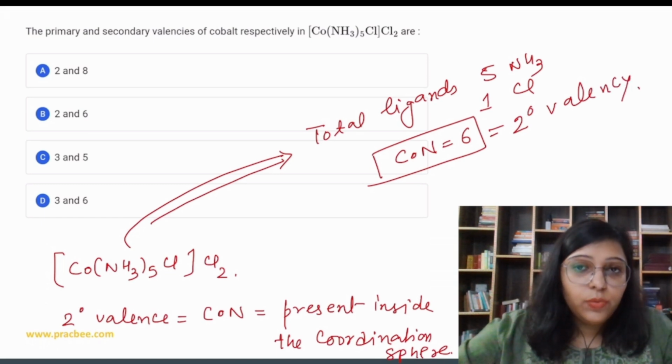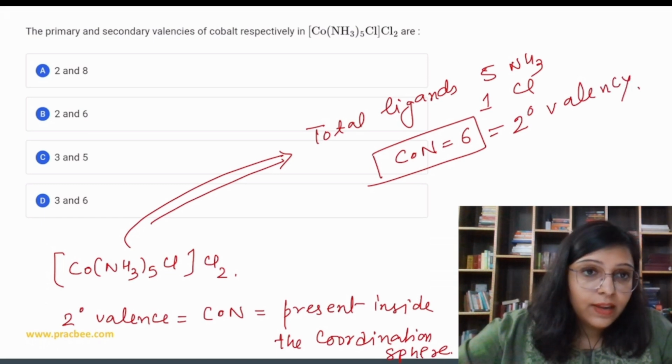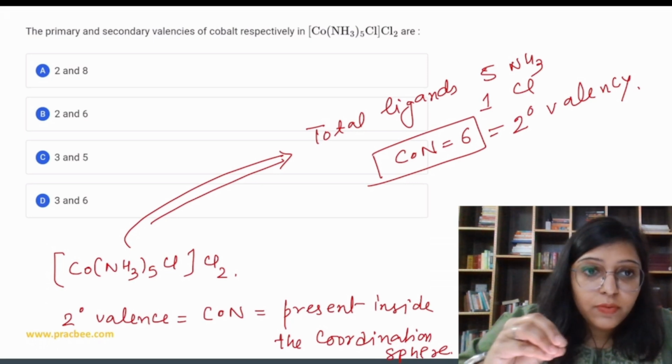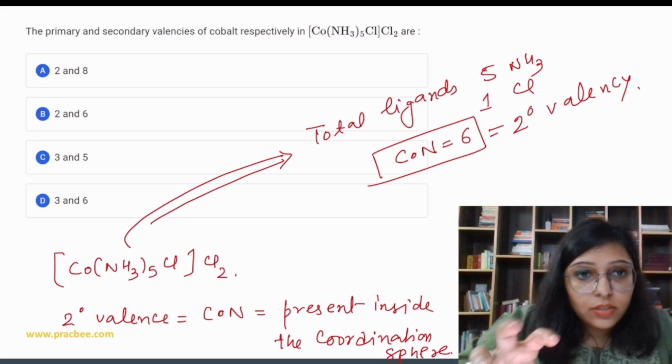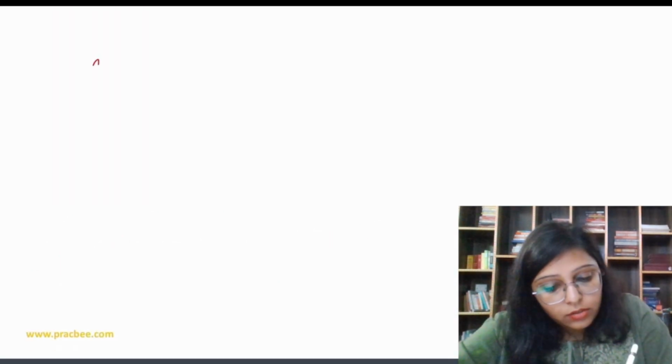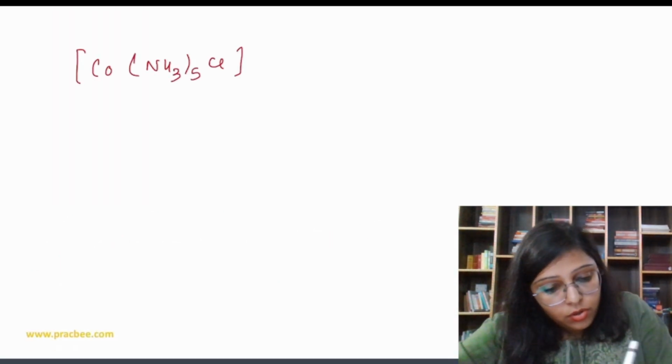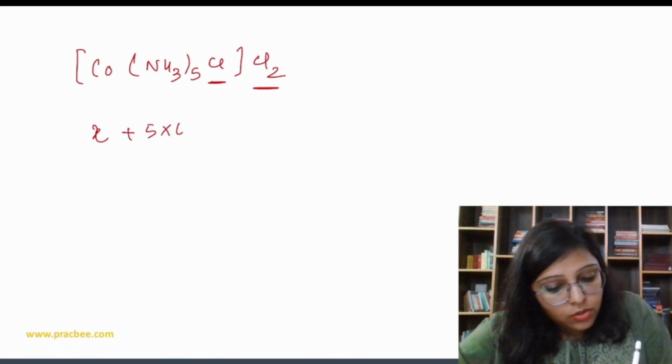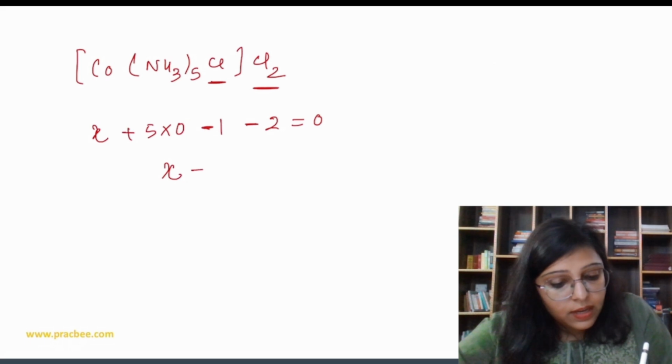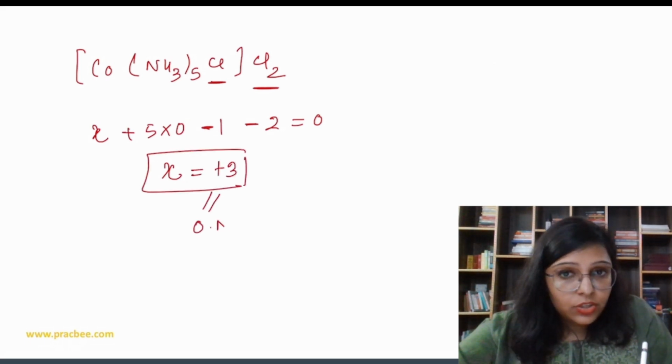Now we have to find out the primary valency. The primary valency is responsible for the oxidation state. If I want to find the oxidation state of cobalt in this complex, that is due to this Cl and these two Cl. So x plus 5 into 0, minus 1, then minus 2, equals 0. So the value of x is plus 3. It is equal to the oxidation number, and that is equal to the primary valency.